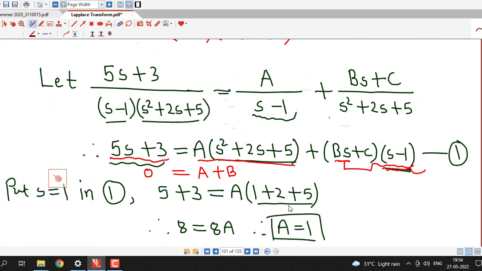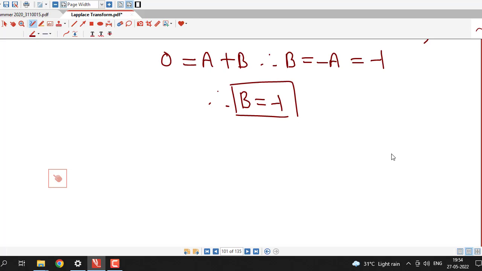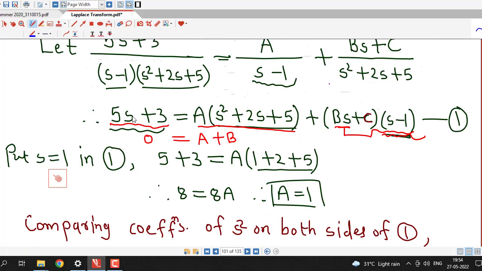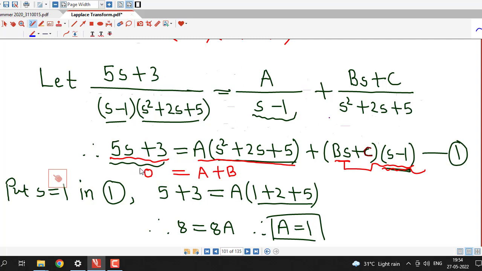Now we decide how to obtain constant c. So if you observe, c is multiplied with s and constant term. So we can either compare coefficients of s on both sides, or we can compare the constant terms. In any case, we must obtain the same answer. So now suppose we compare the coefficients of s on both sides, then on left hand side coefficient of s is 5. In this term coefficient of s will be 2 times a.